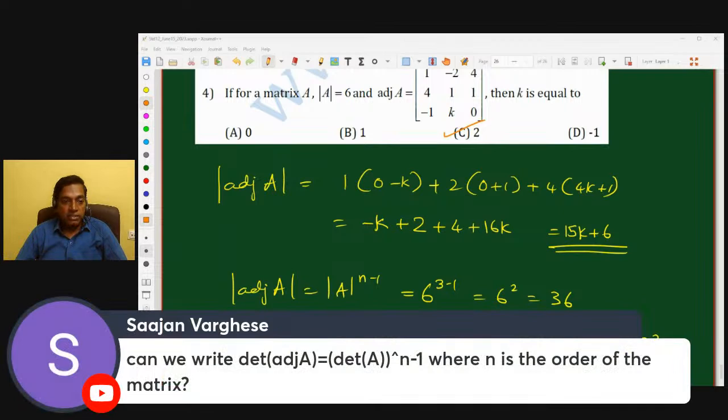Can we write determinant of adjoint A is determinant A whole power n minus 1, where n is the order of the matrix? Yes, Sergeant Varghese, yes. You are right.